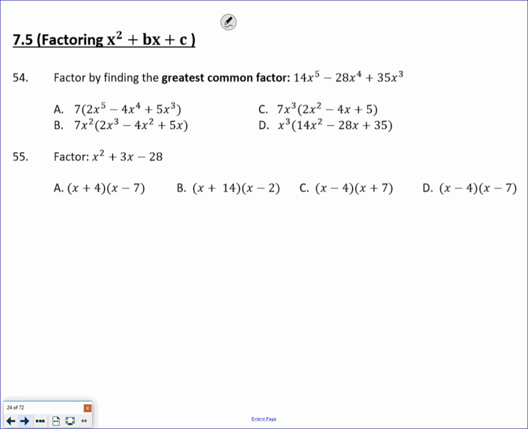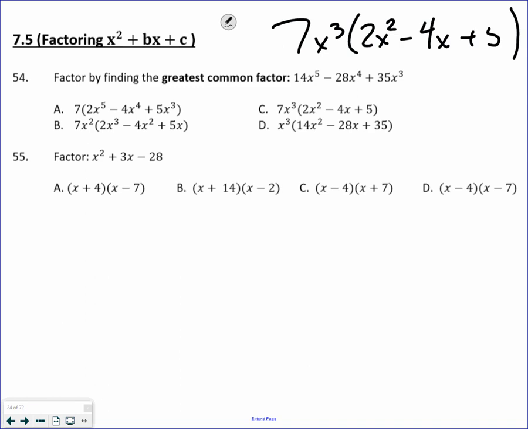Factoring now. All right. Again, greatest common factor is the first thing that we talked about with factoring. So I'm looking at this one. 14, 28, and 35 are all divisible by 7. X to the fifth, x to the fourth, x to the third. I can take 3 x's away from all of them. So now divide by 7 and take away 3 x's. So I get 2x to the second minus 4x plus 5. Now, again, be very careful as to which one it is, and C is the correct answer.